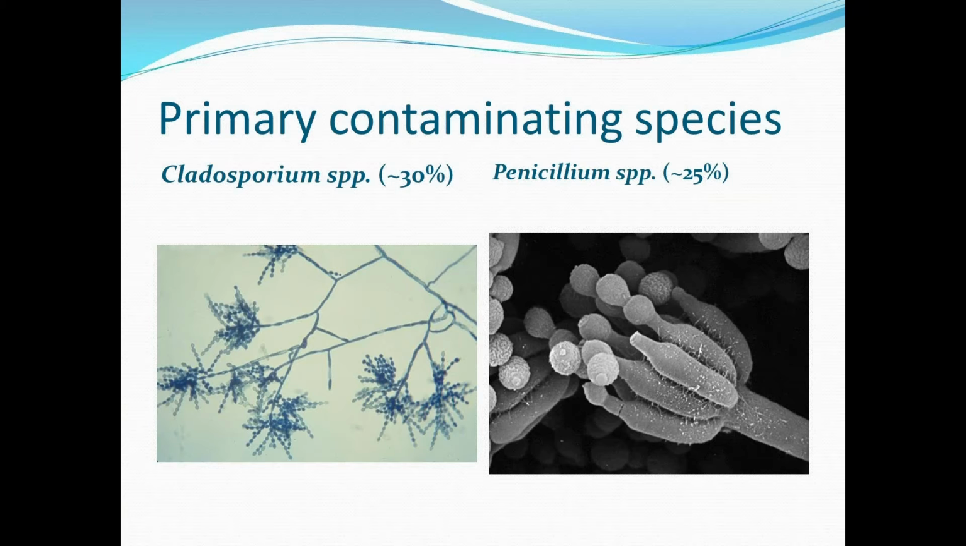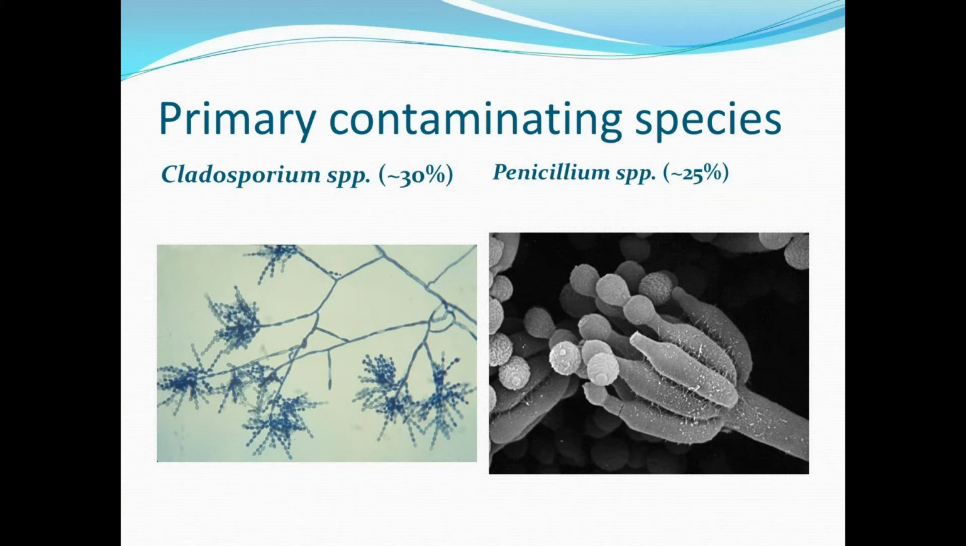Starting with Cladosporium, which has been responsible for the vast majority, about 30% of the recalls. Cladosporium is a very common indoor mold. It's commonly found on living and dead plant material, and it particularly likes damp conditions. As it's found throughout many homes, it's the same type of environmental fungus that would pose a risk in a less well-controlled pharmaceutical facility.